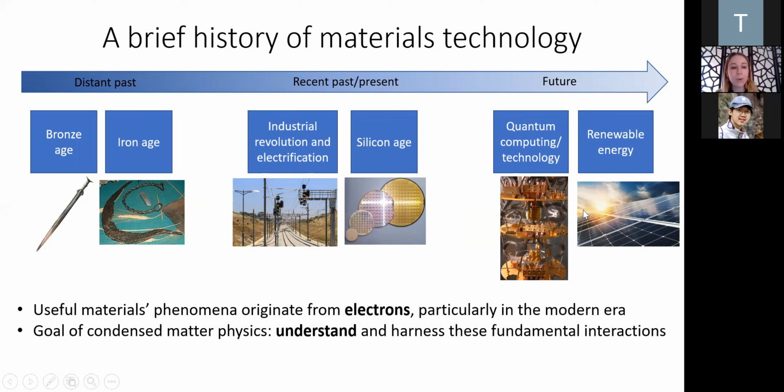So in this slide, I want to emphasize that the useful materials phenomena, especially in the modern era where we were interested in using materials to make electronic devices, primarily originate from electrons. And the goal of condensed matter physics is to understand and harness these fundamental interactions. So the goal is understanding, and then applications come in the future after understanding happens, typically. And sometimes the applications are a little bit surprising and unexpected.